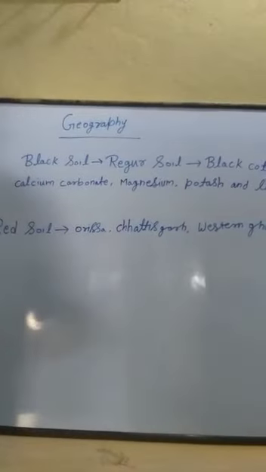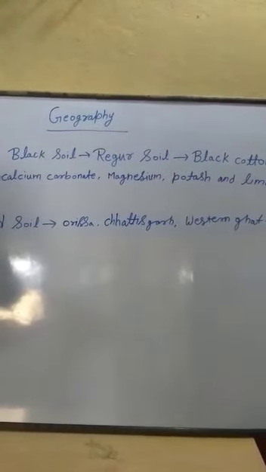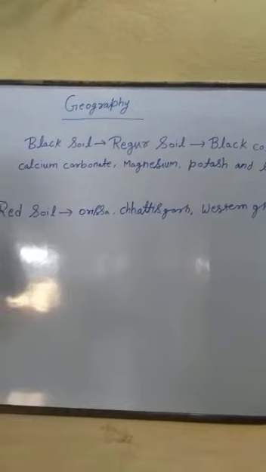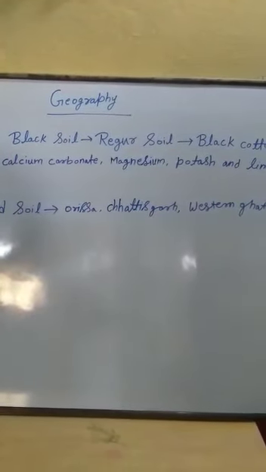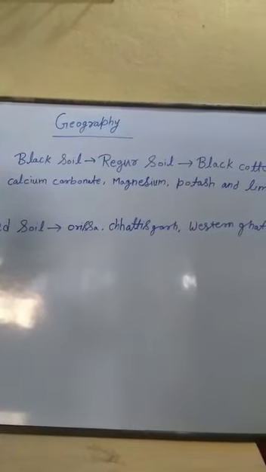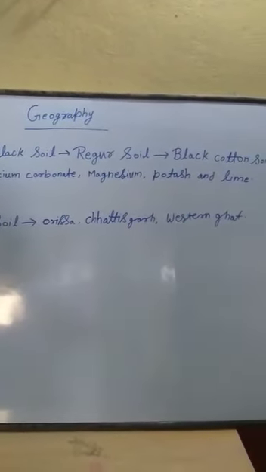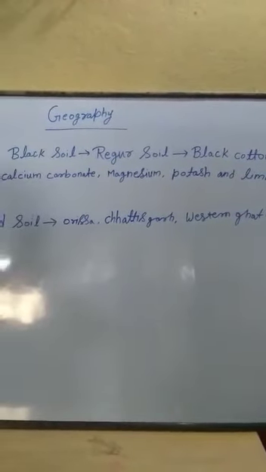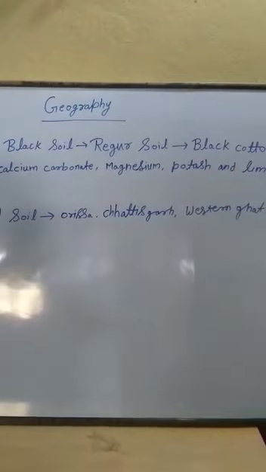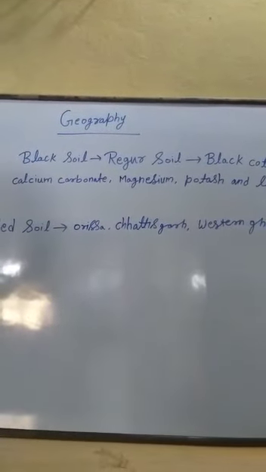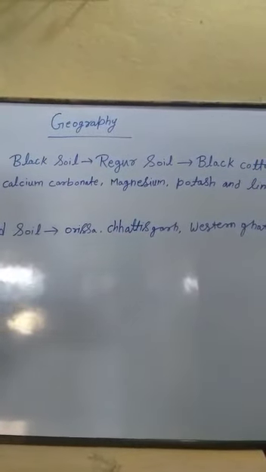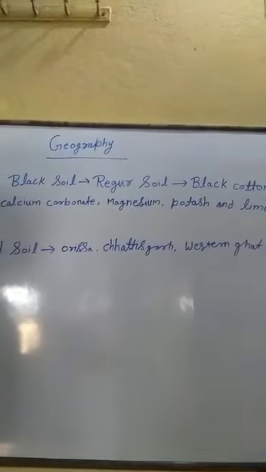Students, black soil is well known for its capacity to hold moisture. In addition, it is rich in soil nutrients such as calcium carbonate, magnesium, potash, and lime. These soils are generally poor in phosphoric contents. They develop deep cracks during the hot weather, which helps in the proper aeration of the soil.